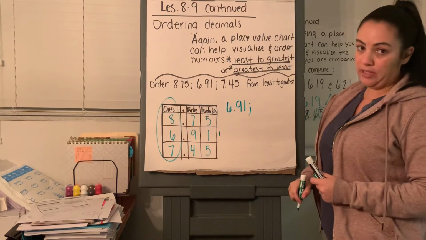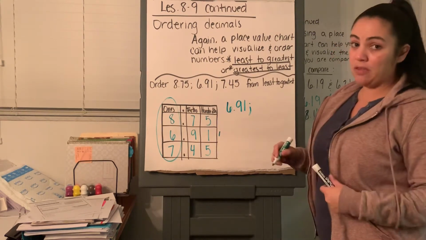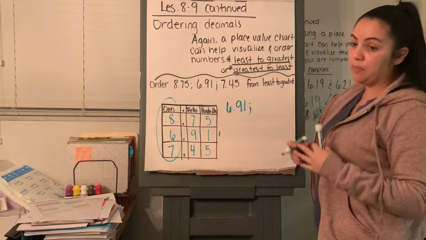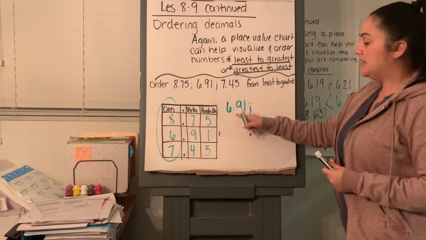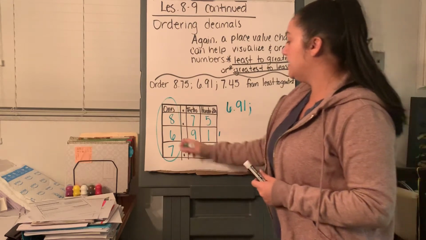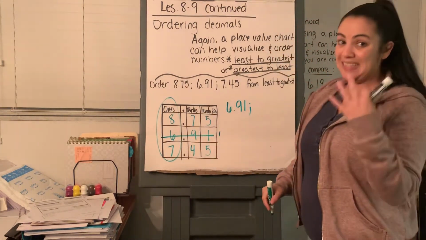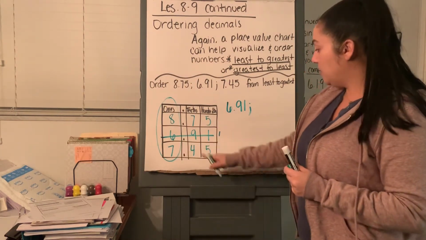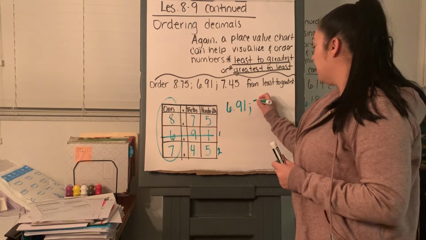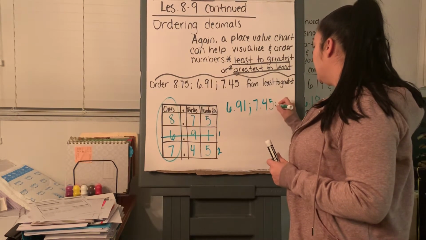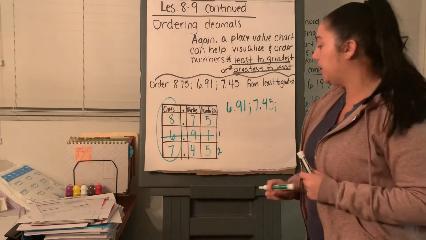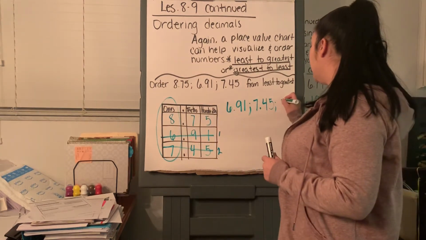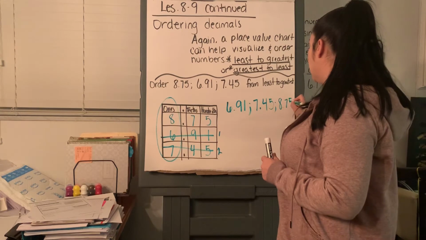I'm using a semicolon to separate the numbers, since in math we use commas to separate periods of numbers in place value and numbers larger than 3 digits. So 6.91 is my first one. This is my smallest, and I'm done. Now I look for my second number in my least to greatest, which would be my 7. So 7.45 should be my second number. I'm going to list that here, 7.45 with a semicolon, and make sure that you remember your decimal point. I'm done with 7.45, and I'm going to go to 8.75, which is my last number. It's the last decimal I have to order, and I'm done.